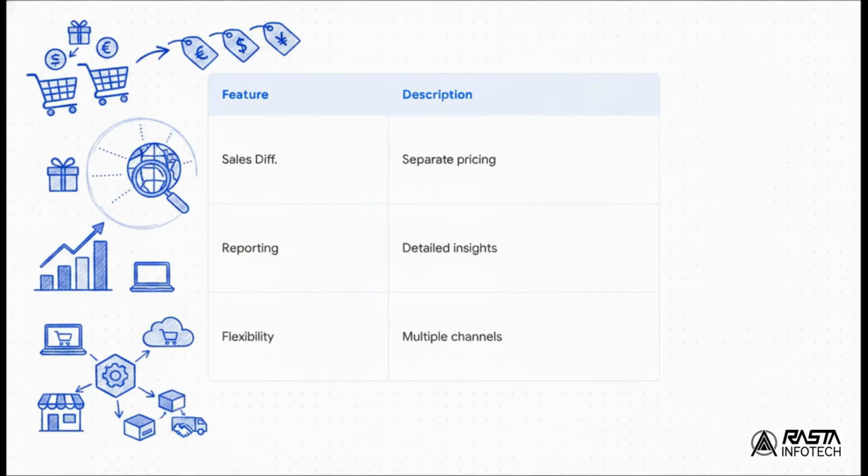And these integrations power some incredibly dynamic capabilities. Take sales differentiation, for example. This is how the system automatically knows to apply a 15% bulk discount for a specific wholesale partner while simultaneously running a completely distinct holiday promo on your e-commerce storefront. It just manages those complexities flawlessly. Then you have reporting, which gives you granular insights into performance across every single channel. And finally, flexibility, meaning the system easily supports direct sales, e-commerce, and even third-party distributors without missing a beat.